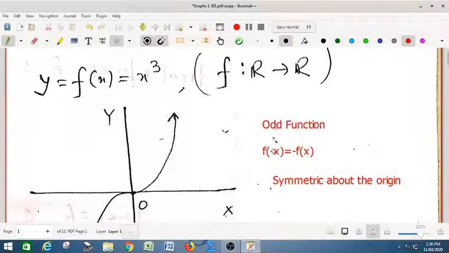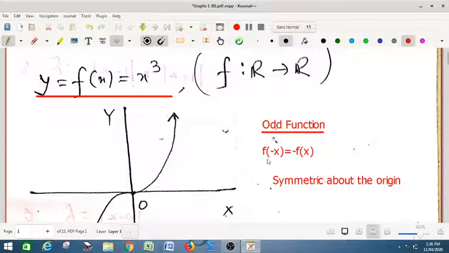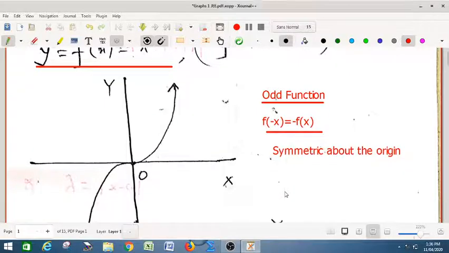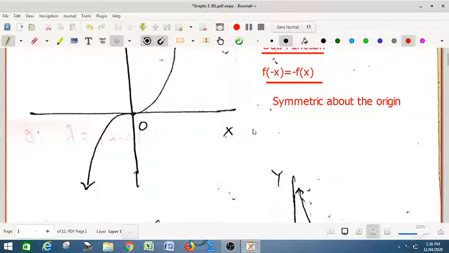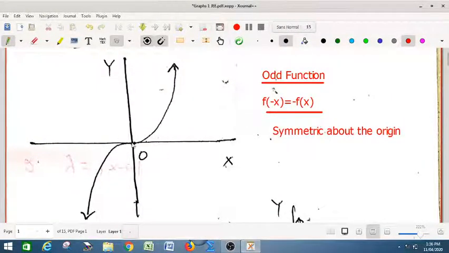Next graph is y equal to x cube. This is a cubic function, and this is an odd function. Odd function is f(minus x) is minus of f(x), and this is symmetric about the origin. Look at that, the graph is symmetric about the origin. This is the branch and this is the branch, so it is symmetric about the origin.